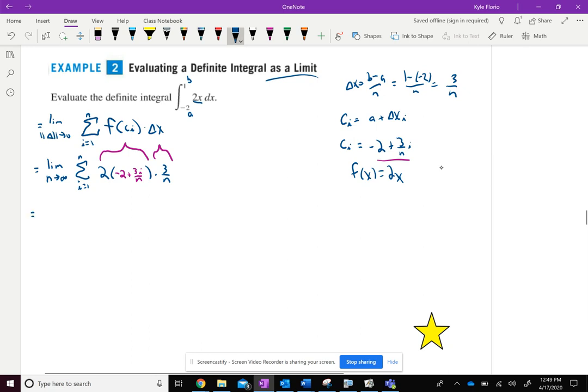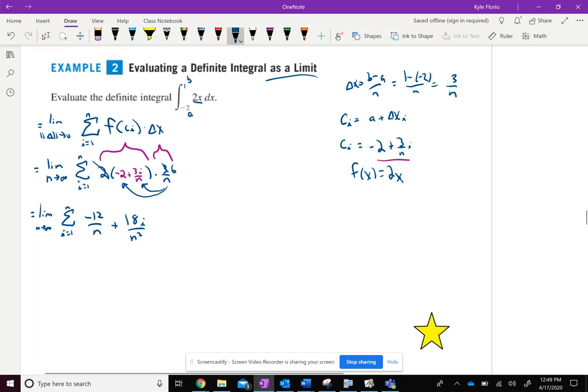We're going to clean this up and evaluate the limit. So this is the limit as n approaches infinity of the sum, where i goes from 1 to n. Let's see. 2 times 3 is 6. So I'm going to take 6 over n and distribute it in. 6 over n times 2 is negative 12 over n. 6 over n times 3i over n. 6 times 3 is 18. n times n is n squared.